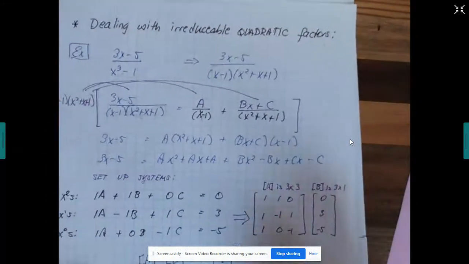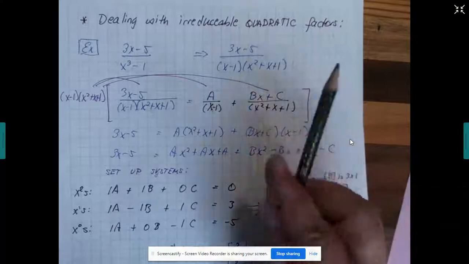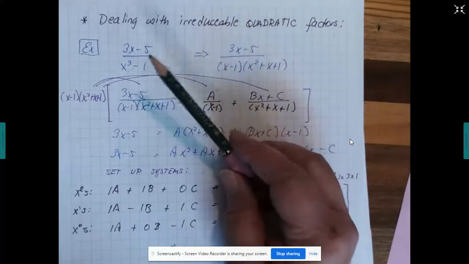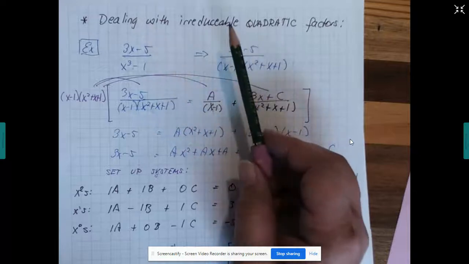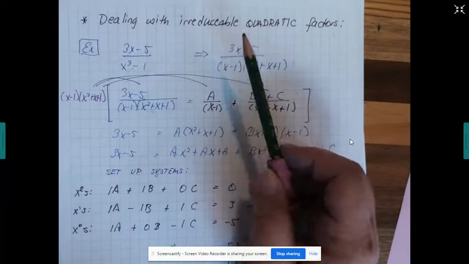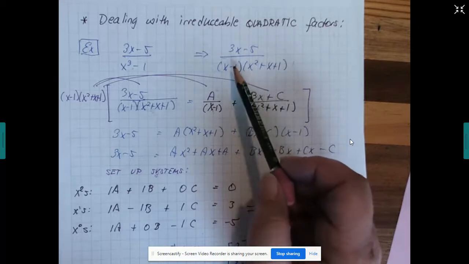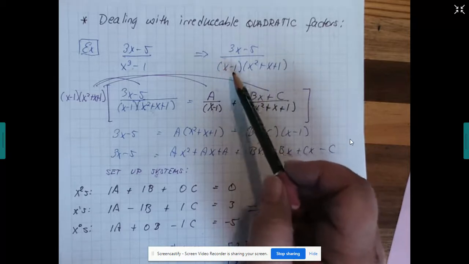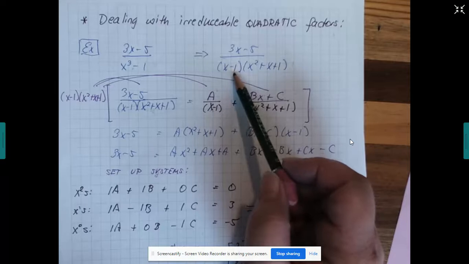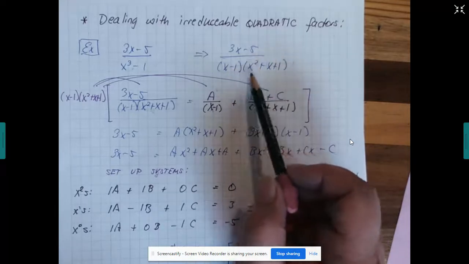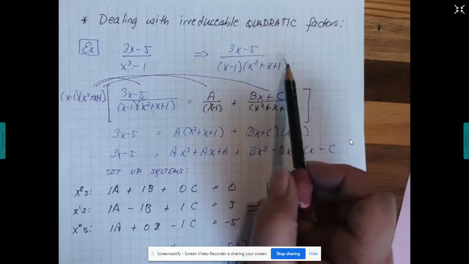Now we have the last one, which is an irreducible quadratic. So what do I mean by that? An irreducible quadratic means you cannot factor this anymore. In every single example we've done so far, we've been able to factor into linear factors. In this case, how would you know? I've had some students asking me that. How do you know you can't factor this anymore?